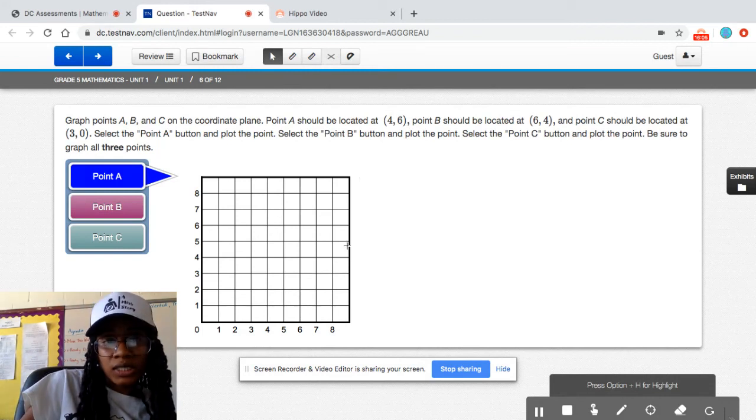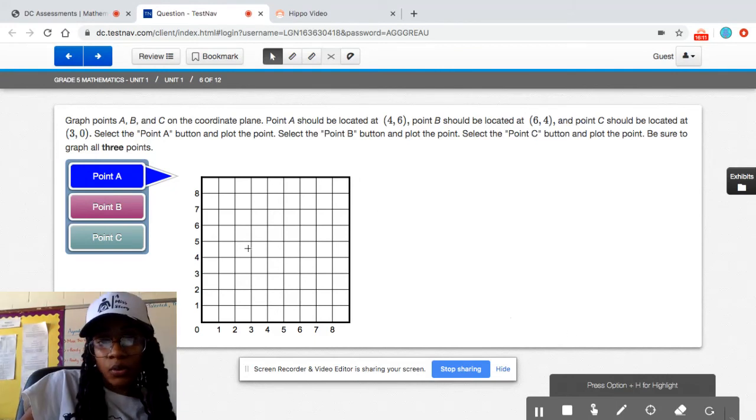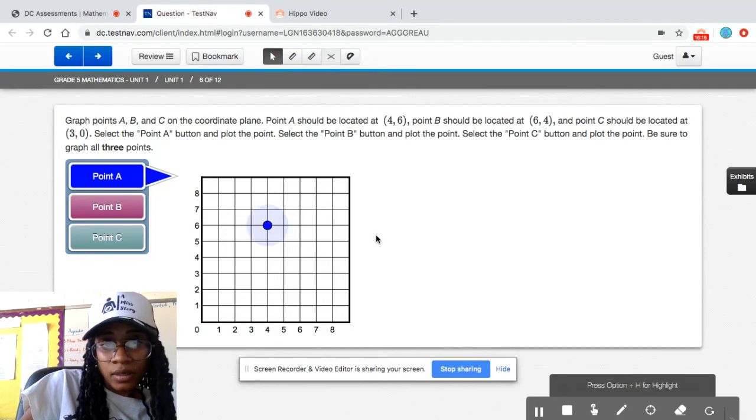Okay, question 6, this is a graphing problem. And so scholars need to understand, they want you to graph 3 points on here. So guess what? If you only graph point A, you're not going to get all your points. So I graph point A.